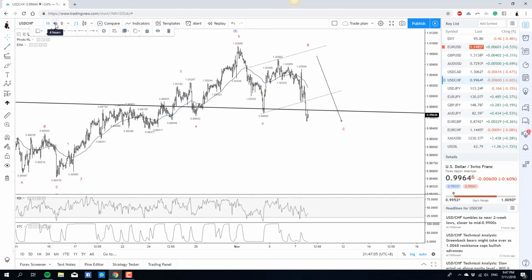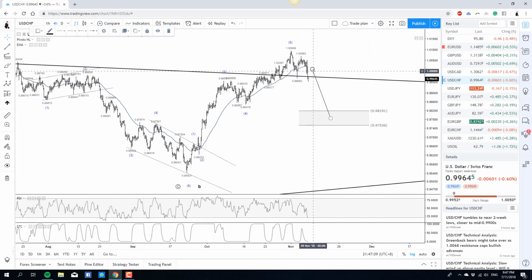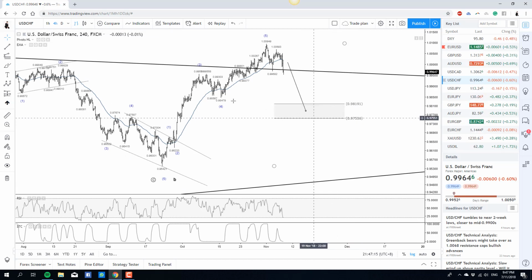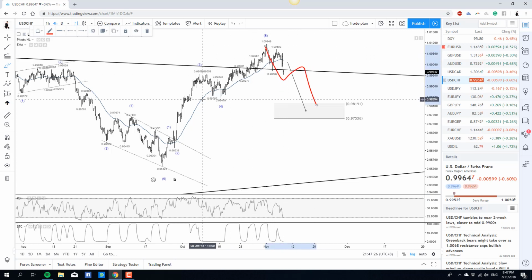Okay, the dollar franc, price has broken the channel here. I do expect the dollar franc to continue to drop towards 0.9819, 0.9753. On the 4 hour, I see 1, 2, 3, 4, 5 completed. Wave 3 and wave 5 have a divergence as well. So I do expect at least a 3-wave move, which is in confluence with the previous wave 4 structure.